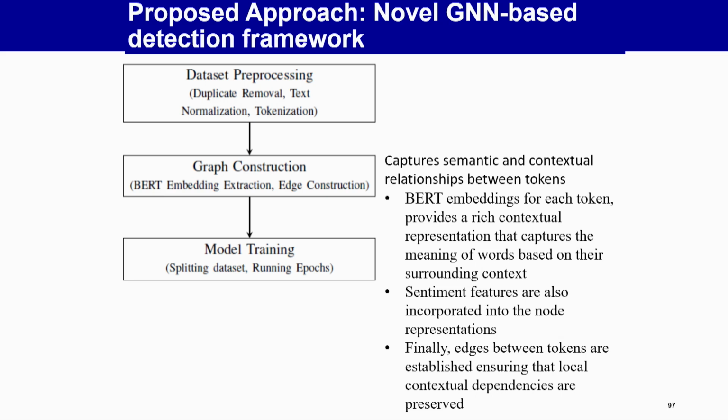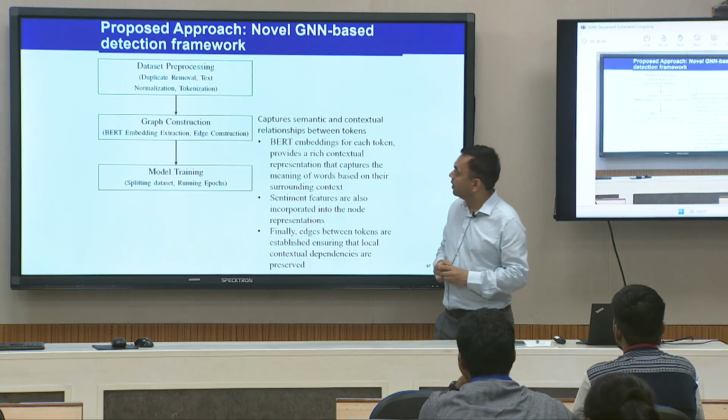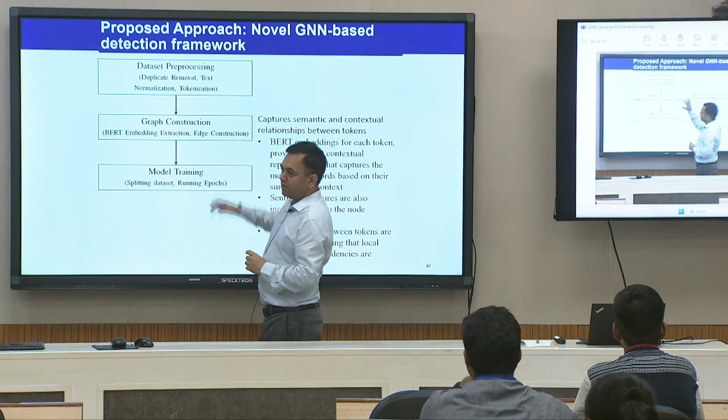Then we do some pre-processing of the data set. First we do the duplicate removal. For example, if in your questions there are lots of same words or words with basically the same meaning, you can try to remove that. Then you can do text normalization. If there are uppercase letters, you make everything lowercase. Okay. And then you do some tokenization.